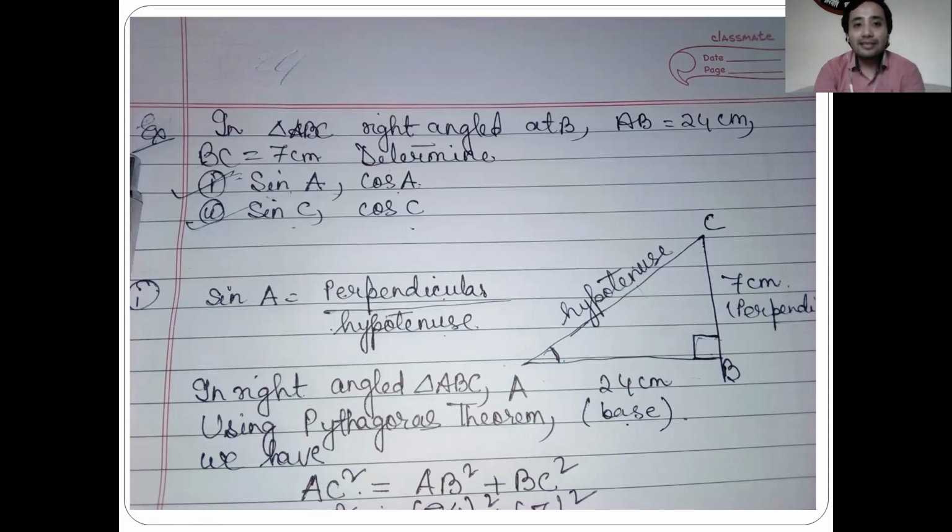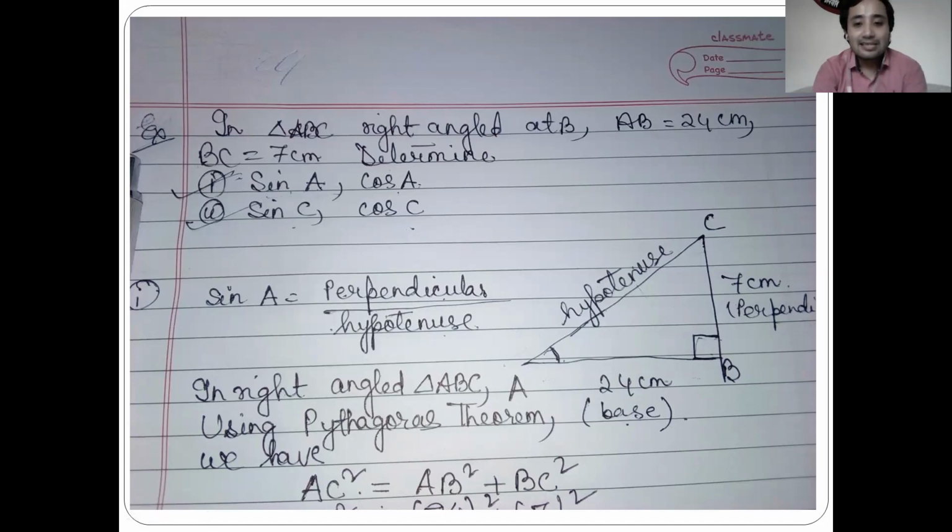Now, according to Pythagoras theorem, we know that the square of the hypotenuse is equal to the sum of the squares of the other two sides. So let's see, I have used that same concept. In right angle triangle ABC, the square of the hypotenuse, what is my hypotenuse? AC square is equal to the sum of the square of the other two sides.